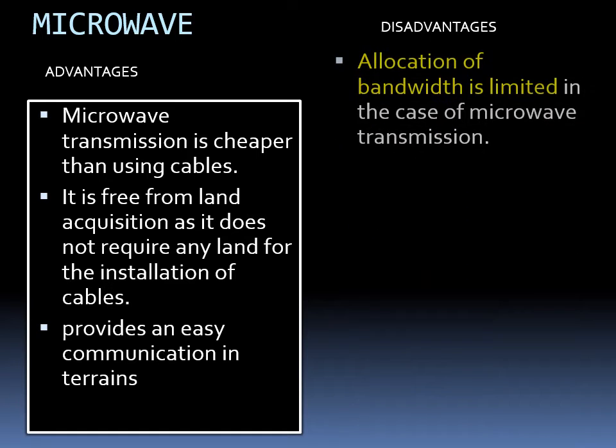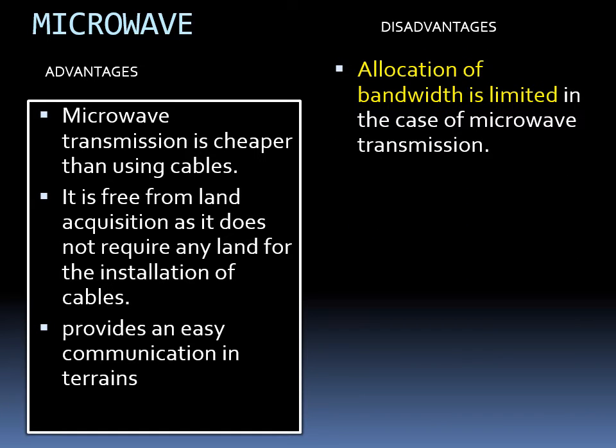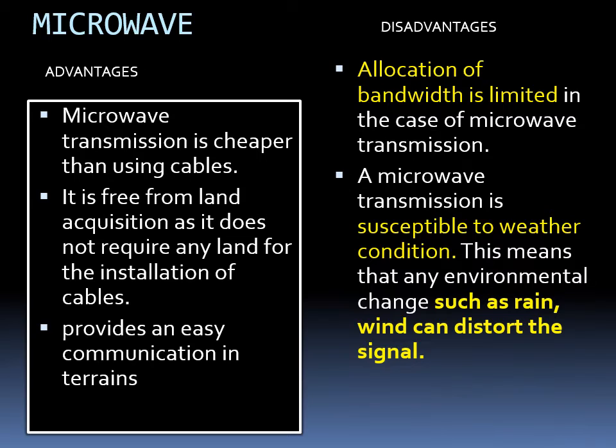And the drawbacks: bandwidth is very limited, and it is susceptible, which means it is difficult in bad weather conditions. Suppose natural disasters come, at that time transmission is very difficult. Not only microwave, all unguided media is like that. And towers are very expensive.